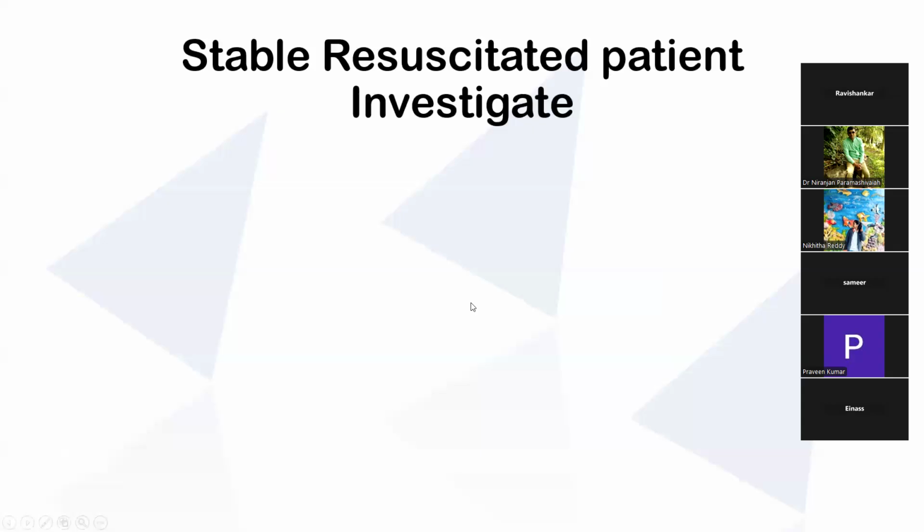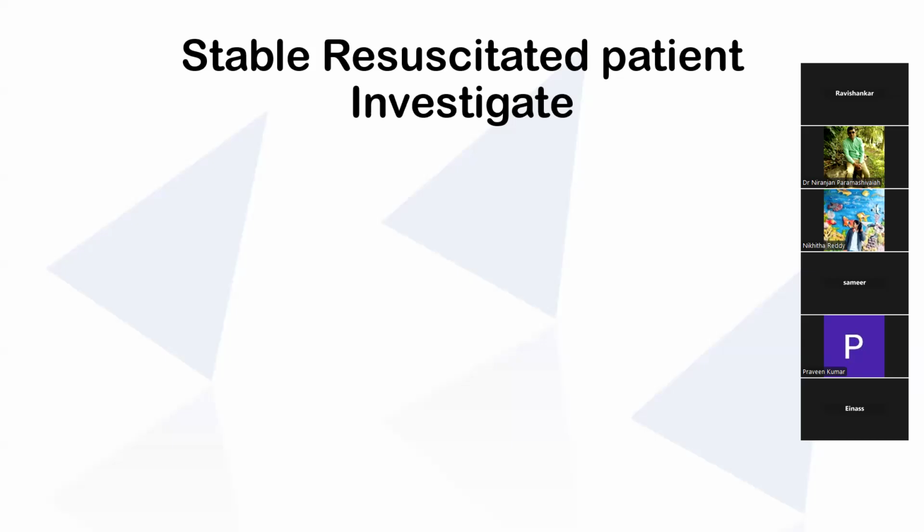Okay. Any comments so far from the teachers? Sir, if the FAST is negative and the patient has abdominal distension, it is an indication for laparotomy. Yeah, definitely at least a laparoscopy. As I said, a negative FAST is not completely reliable.